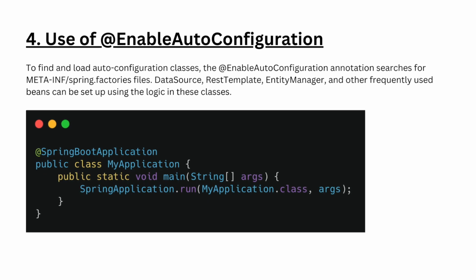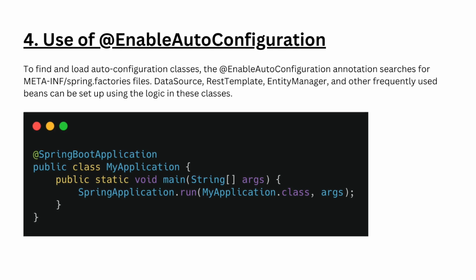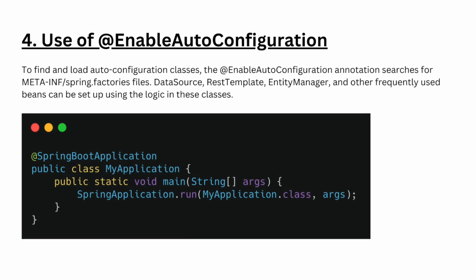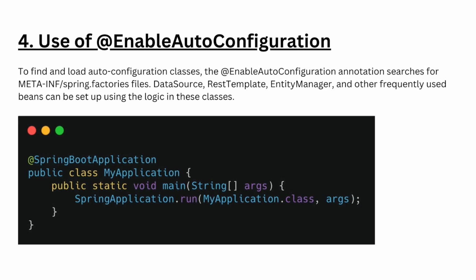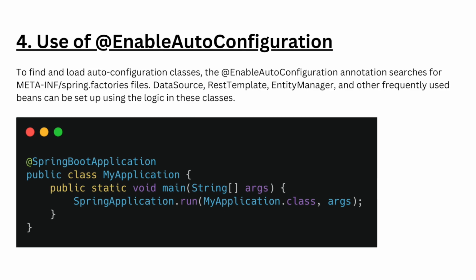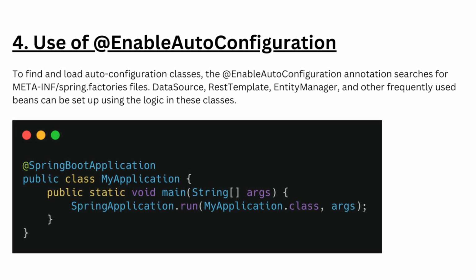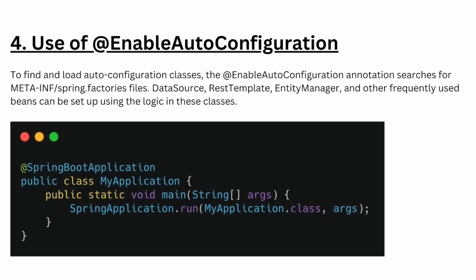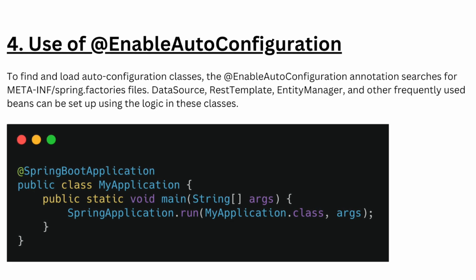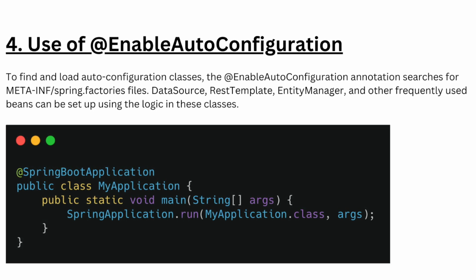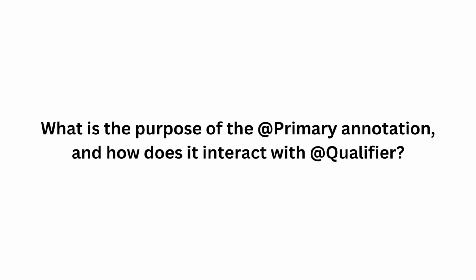Now, use of EnableAutoConfiguration. This configuration annotation scans your files to discover and load auto configuration classes. This is a very big annotation. These classes contain logic to set up commonly used beans like your data source, REST template, entity manager, etc. The SpringBootApplication annotation by default uses EnableAutoConfiguration. If you know about it, it uses 3 annotations basically, and EnableAutoConfiguration is part of these 3. Alright, now we are done with the first question.